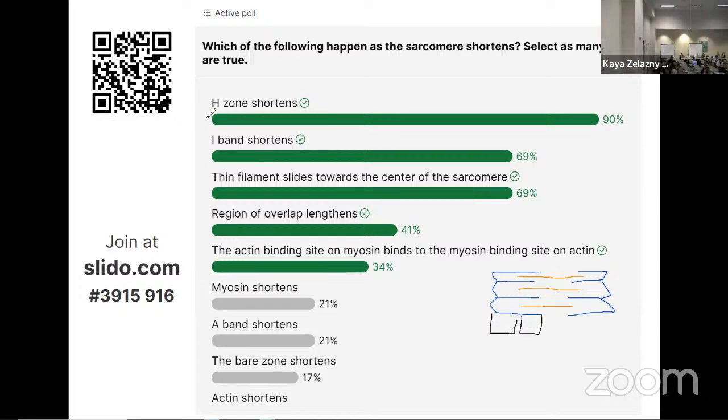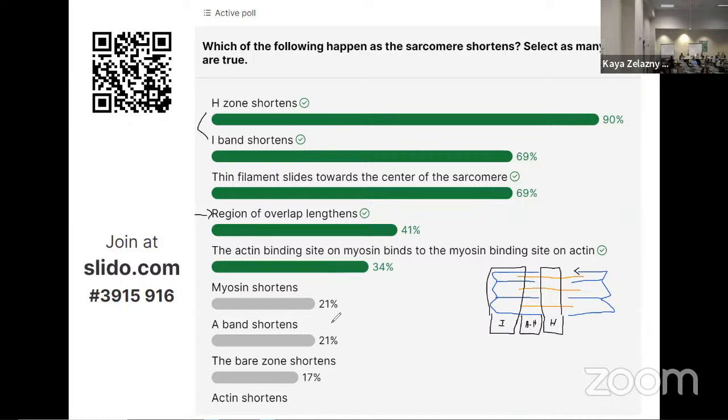So that's how we get these first two answers about the H zone and the I band. The H zone was the region in the center shortening. The overlap was right here, the remainder of the A band, so this is like A minus H. The I band was this part where we have no overlap and just actin. So we have the two regions where we have no overlap, the H zone and the I band, shrinking. The part where we have overlap is lengthening, therefore, because they're just trade-offs. And this is because that actin is moving towards the center.